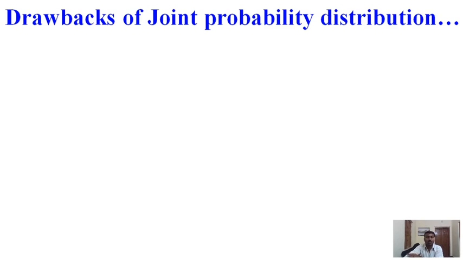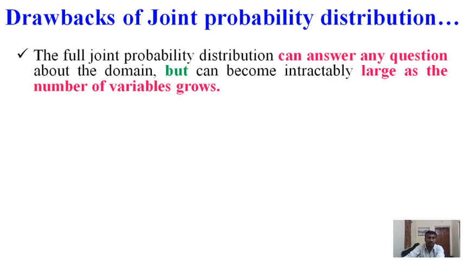Then what are the drawbacks of joint probability distribution? Three different disadvantages are there. One is that the full joint probability distribution can answer any question about the domain, but can become intractably large as the number of variables grows. So if the domain grows large, it will face difficulties. That is the first drawback.